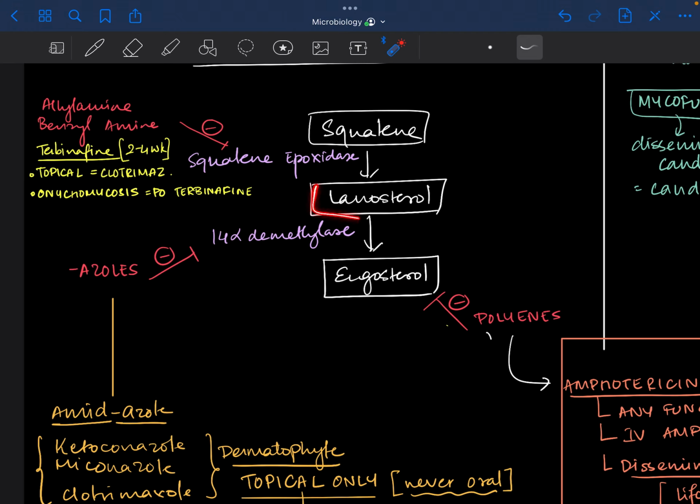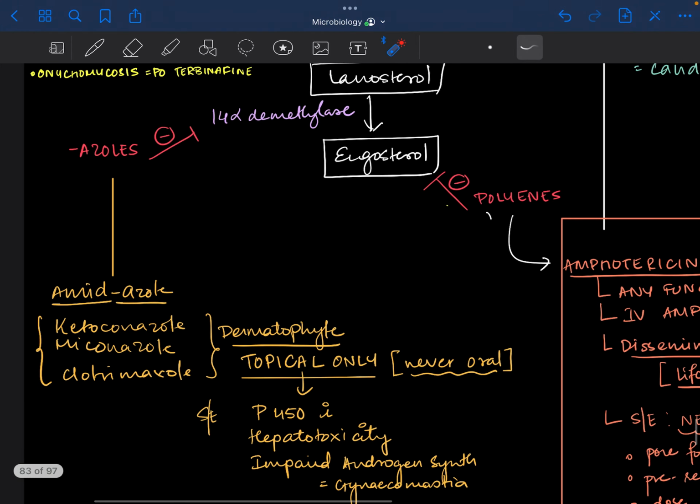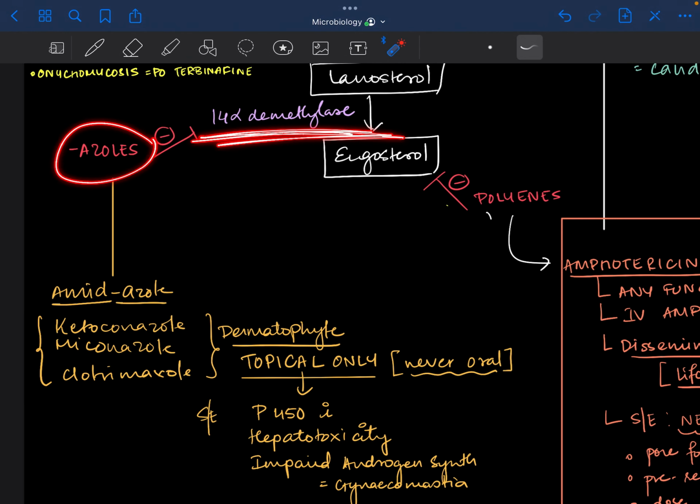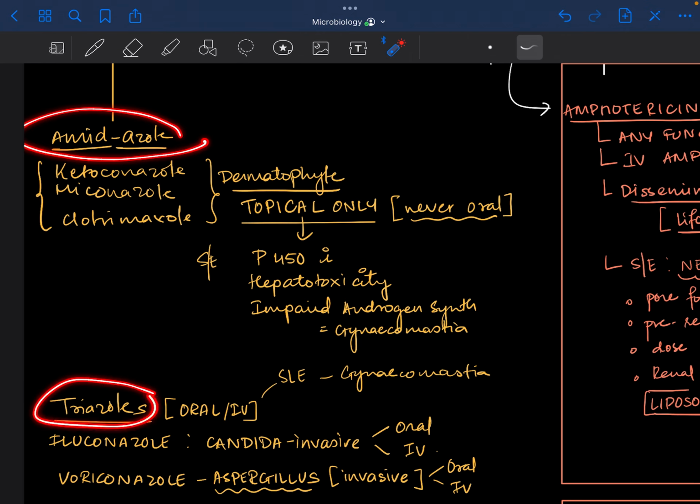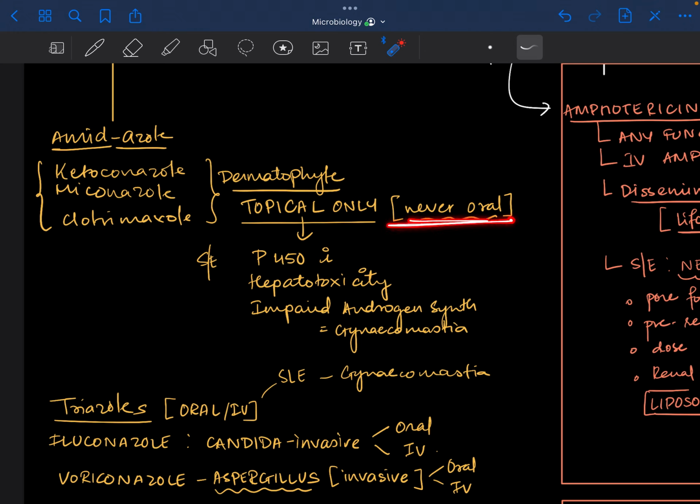Now the second part is lanosterol, which was converted into ergosterol by 14 alpha demethylase. Over here, this enzyme is attacked by your azoles. Now you have two types of azoles, imidazoles and triazoles. Imidazoles, all of them are always going to be topical because if you give them orally, they will cause interactions of P450, hepatotoxic, and impaired androgen synthesis, which will lead to gynecomastia.